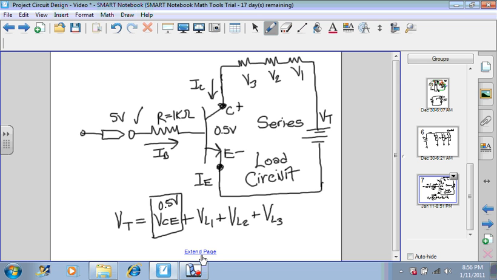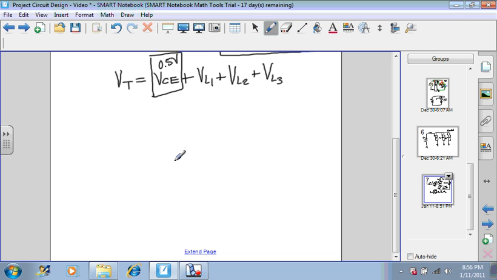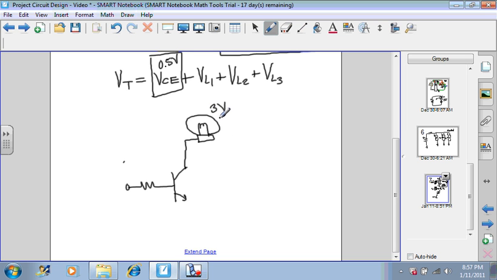Let's do a simple example. Let's say you want to drive a lamp. So very simply, you would put the lamp in the path of the load circuit. And let's say this was a 3-volt lamp operating at 150 milliamps. And let's say you're going to use the same power supply as you used before, 5 volts, 1 amp maximum.